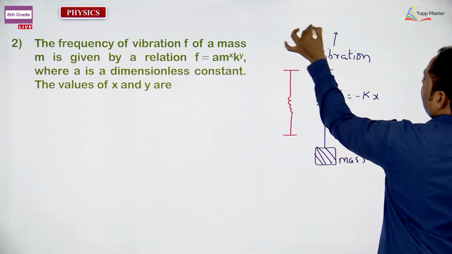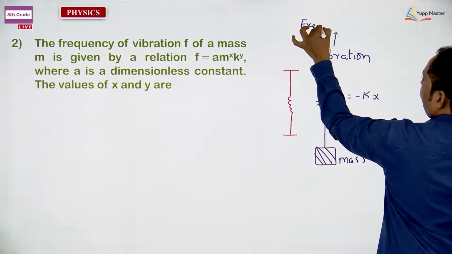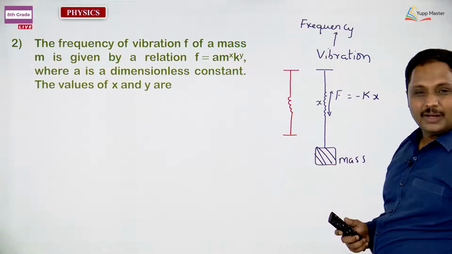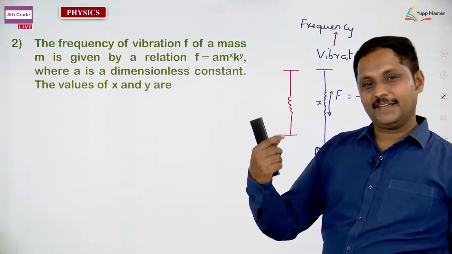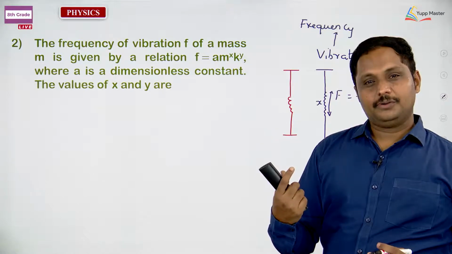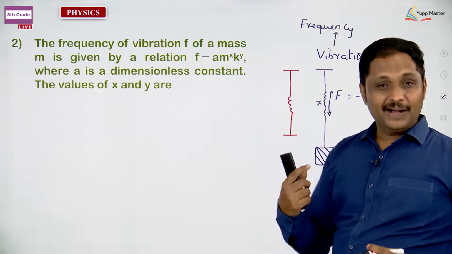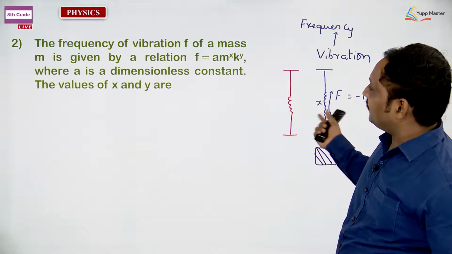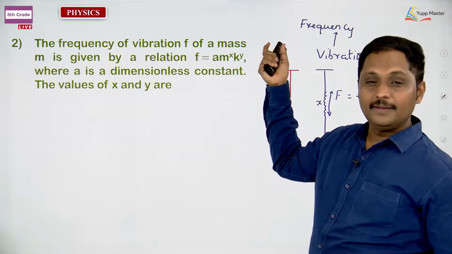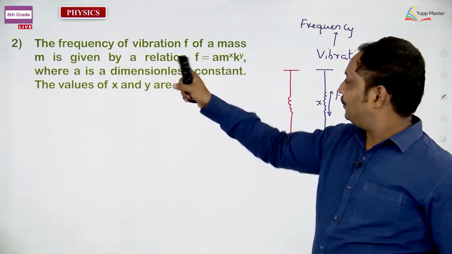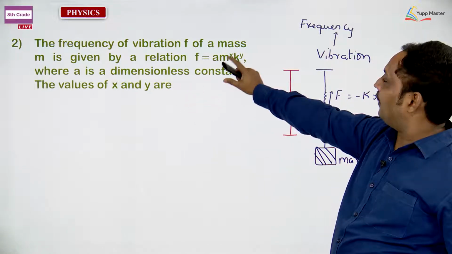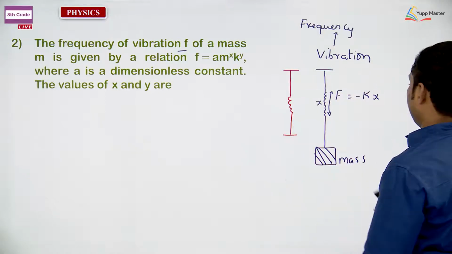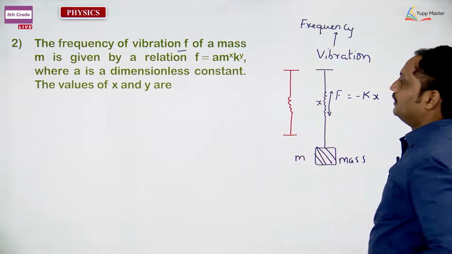Now you will take the phenomenon of frequency. It is very clear that when a mass is attached to the spring, a set of vibrations automatically exists, which may be related to the problem. The frequency of vibration is given as f, and the mass is m.